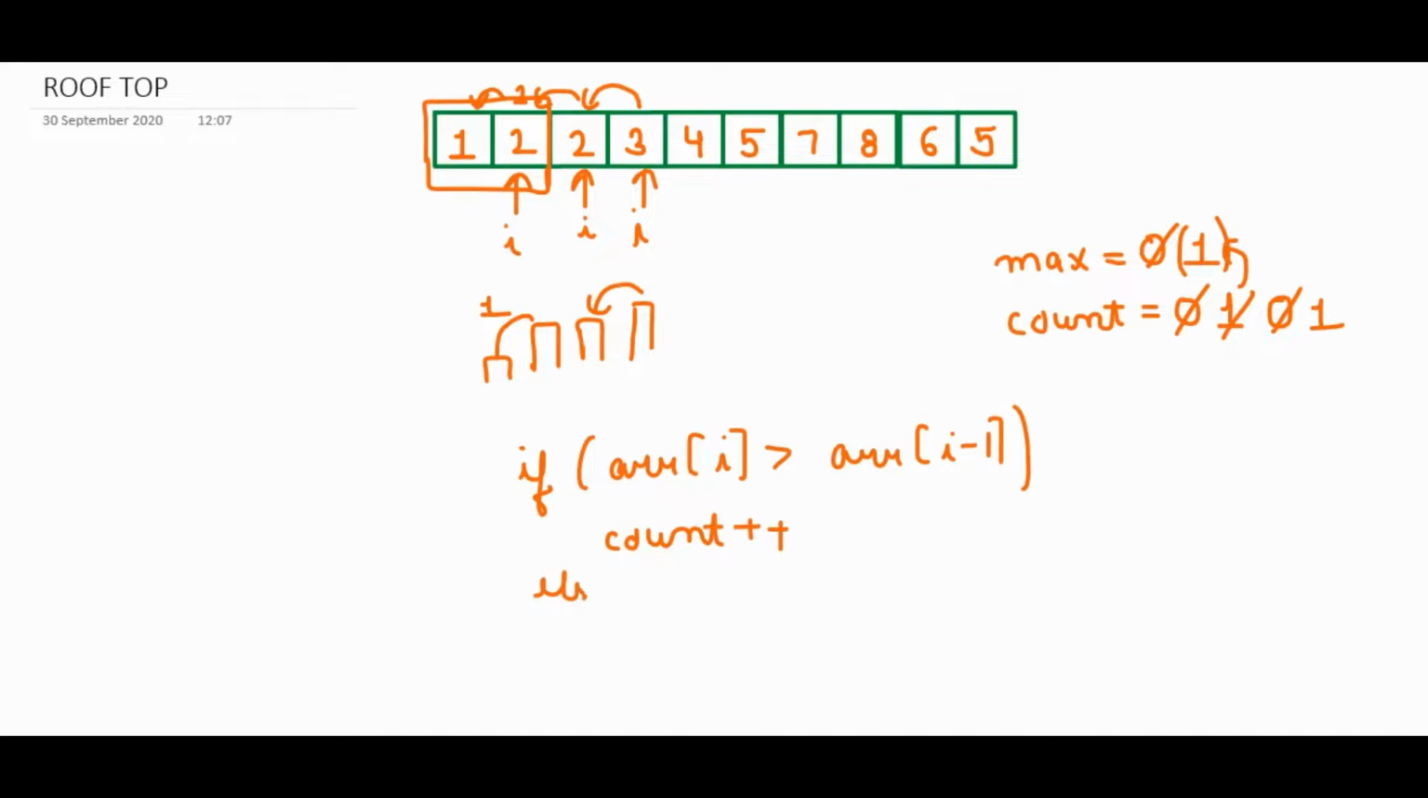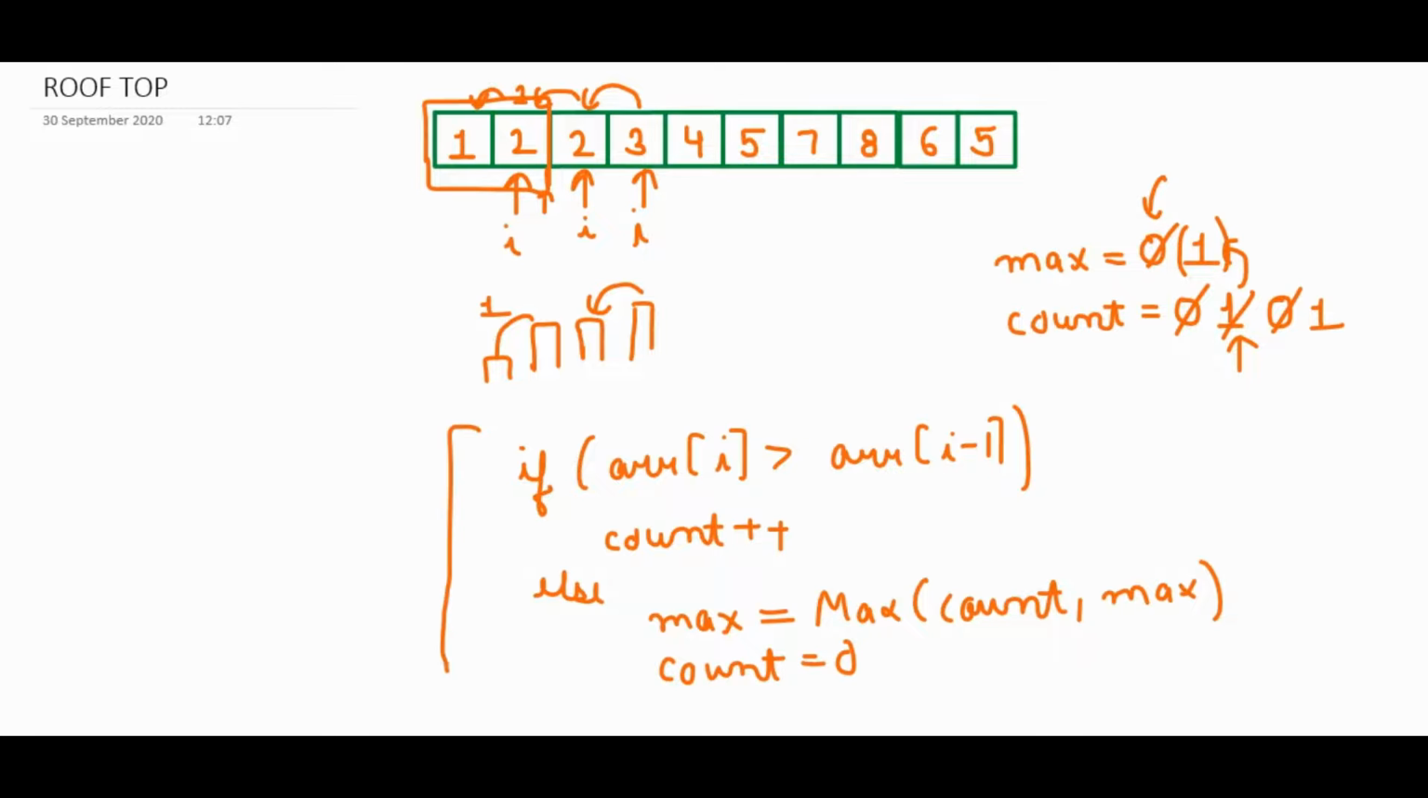Otherwise, else, what we have to do is we have to make our max equal to the maximum of count and the current max. That means the count that we have right now, that was 1, and the max that we have right now, which was 0, then we have updated it to 1, right, when we were on this step. And also we have to make our count equal to 0. Okay, so this is the simple pseudocode that we have to follow, and let's continue further and see how we can solve this.